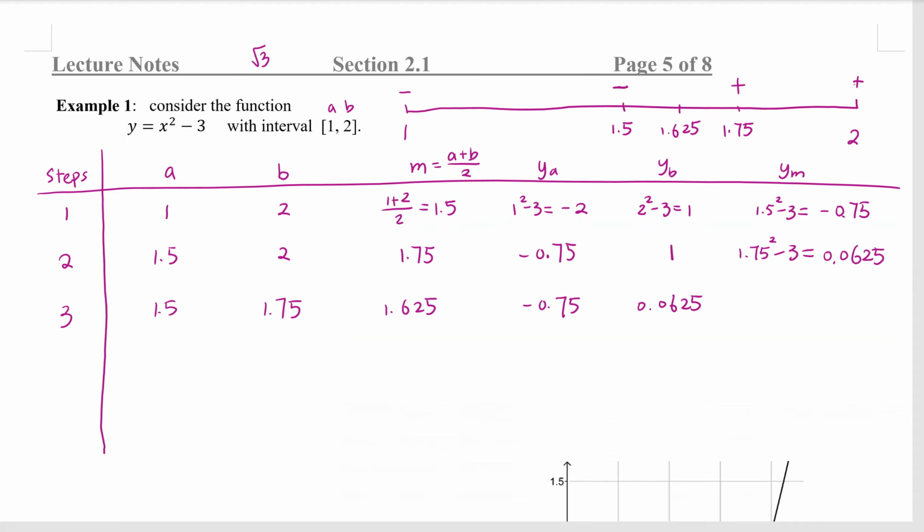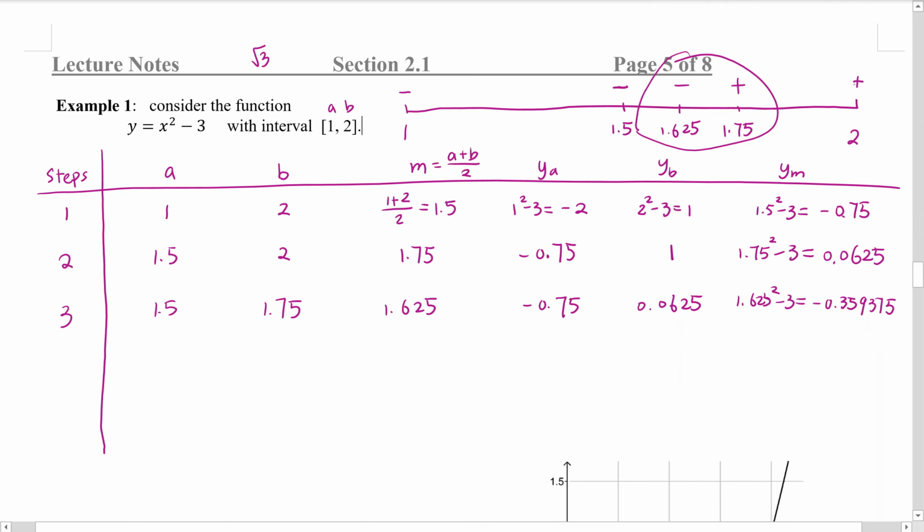So this is 1.625 squared minus 3, and this is negative 0.359375. So far, so good, everybody? Okay, and this is negative. Then which subinterval should we continue? This one, right? The left endpoint is 1.625. The right endpoint is 1.75.